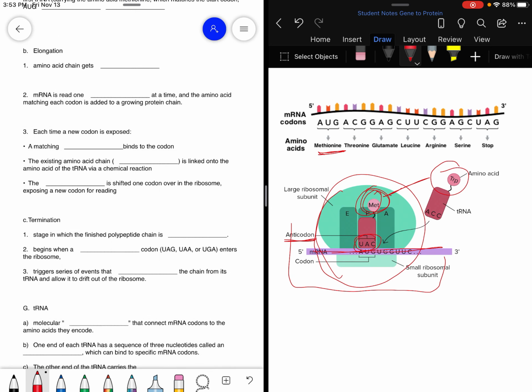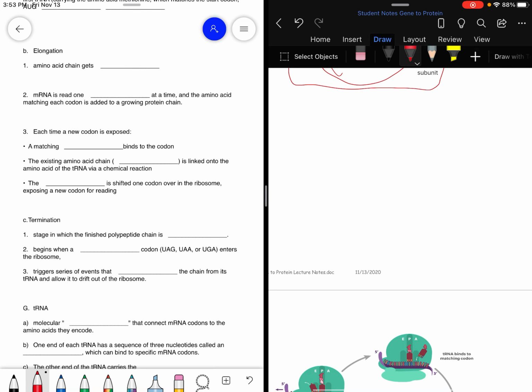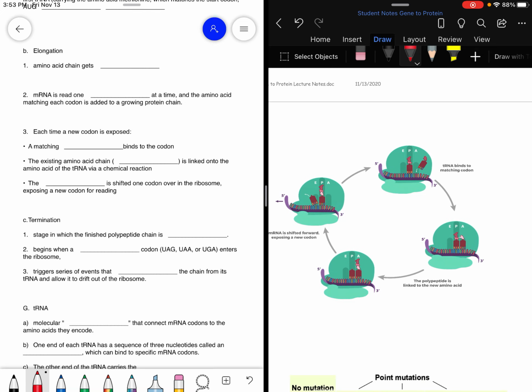In elongation, the amino acid chain gets longer. We aren't trying to make anything fancy. The mRNA is read 1 codon at a time, and the amino acid matching each codon is added onto a growing protein. A matching tRNA will bind to the codon. Then the existing amino acid chain, or the polypeptide, is linked to the amino acid of the tRNA via a chemical reaction. And finally, the mRNA is shifted 1 codon over in the ribosome, exposing a new codon for reading.